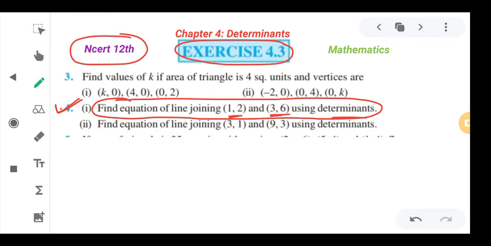In this question I am going to use one theorem of determinants. I am going to discuss that theorem in short. In determinants, if we want to find the area of a triangle.